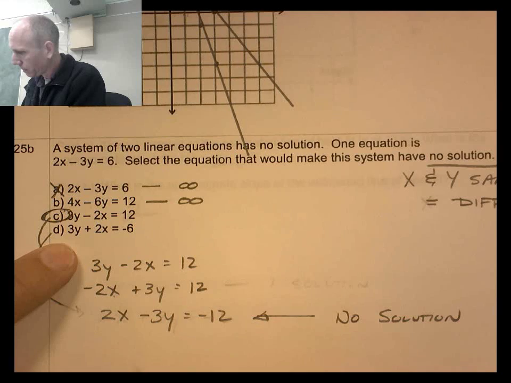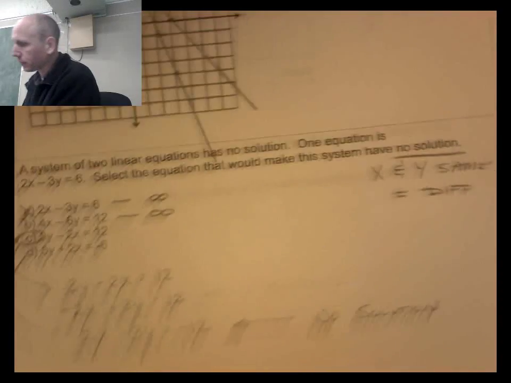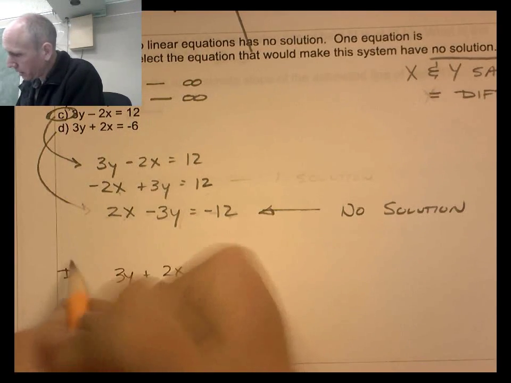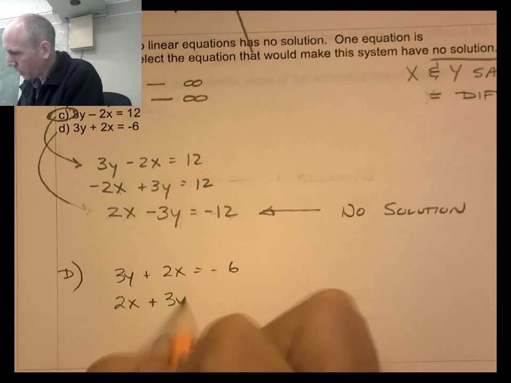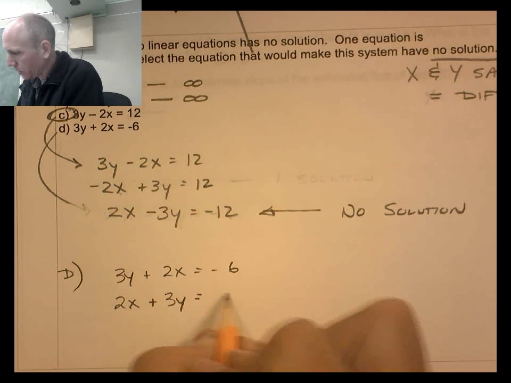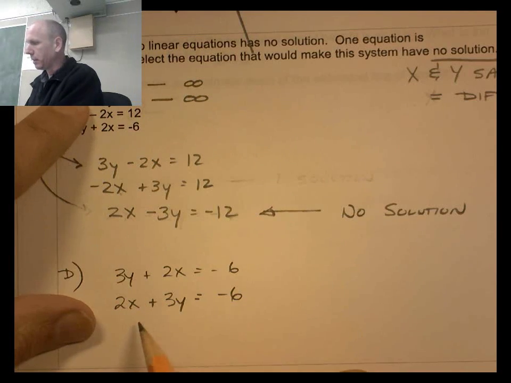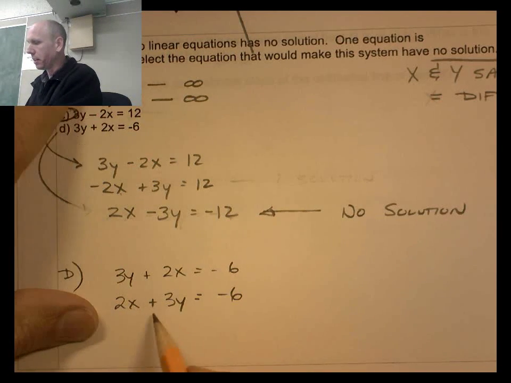And then D. D is 3y plus 2x equals negative 6. You can't see what I'm writing. This is D. So 2x plus 3y. No, I'm not going to be able to change the signs and make these match up. So it's C.